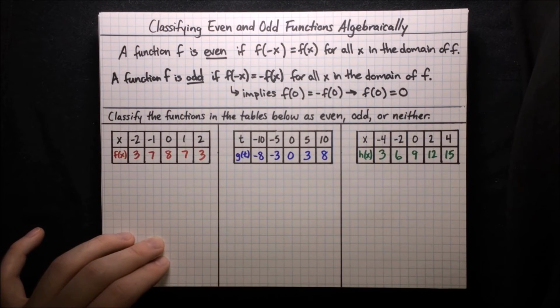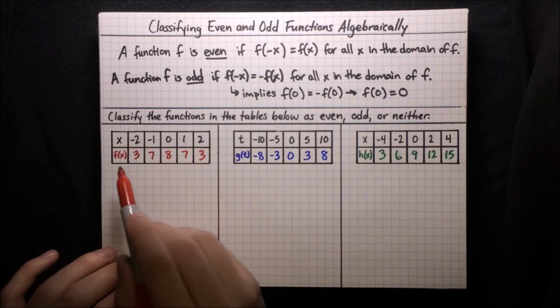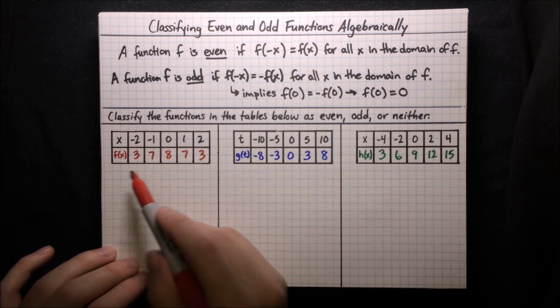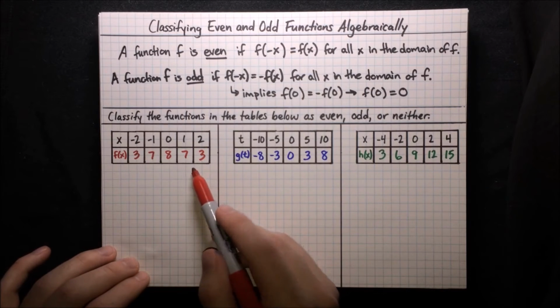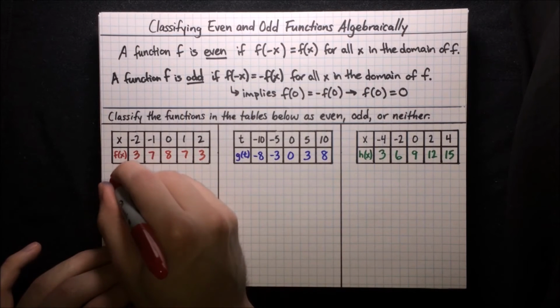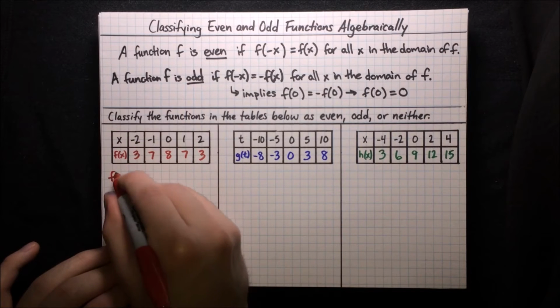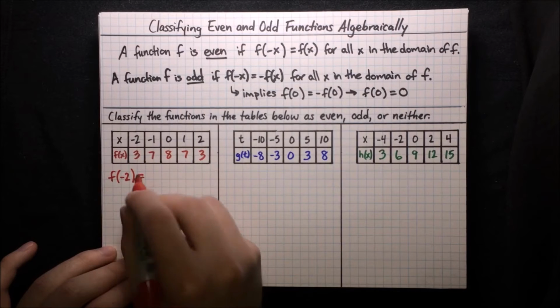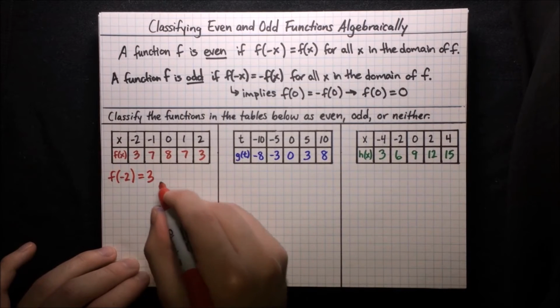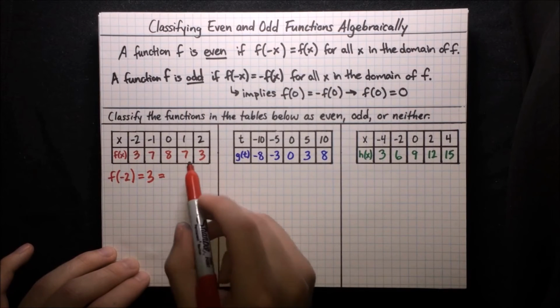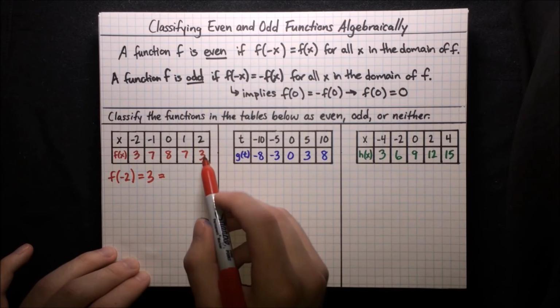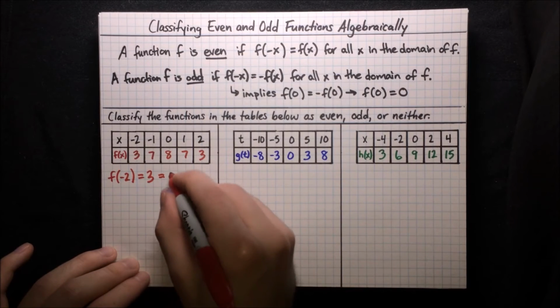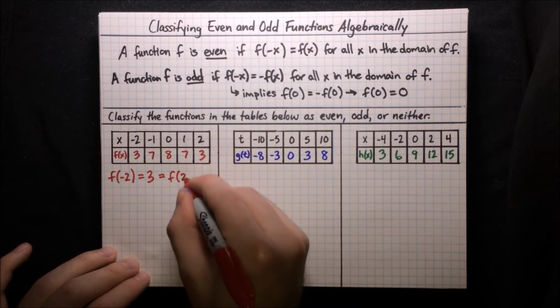So let's go ahead and start classifying functions. This function over here, f, is that even, odd, or neither? Well, let's just go ahead and apply the definitions. Let's take f of -x. How about f of -2? And that's equal to 3, looking in the table there. And how does that relate to f of 2? f of 2 is also 3, so f of -2 is equal to f of 2.